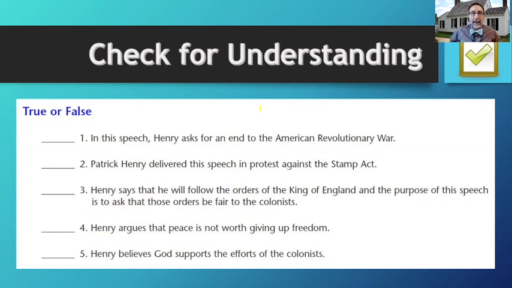Number one, in this speech, Patrick Henry asks for an end to the American Revolutionary War. True or false? He asks for an end. And that's obviously false. It hasn't even started yet. It starts with the first shots being fired 1 month after the speech. He's actually saying, let's get it done now.